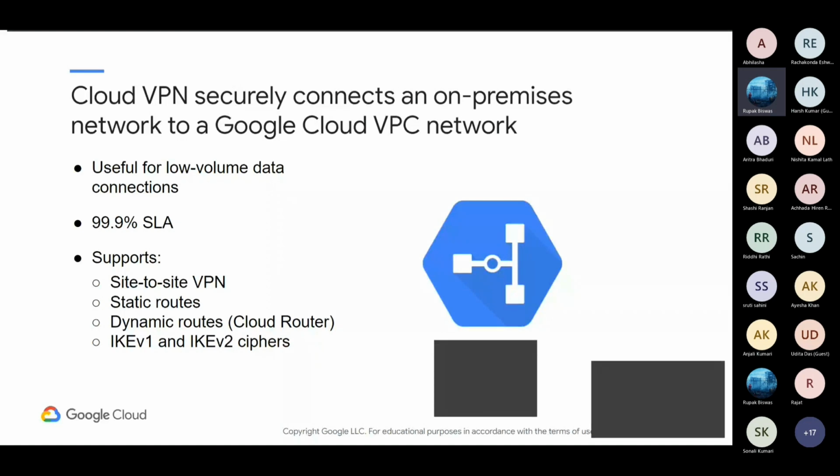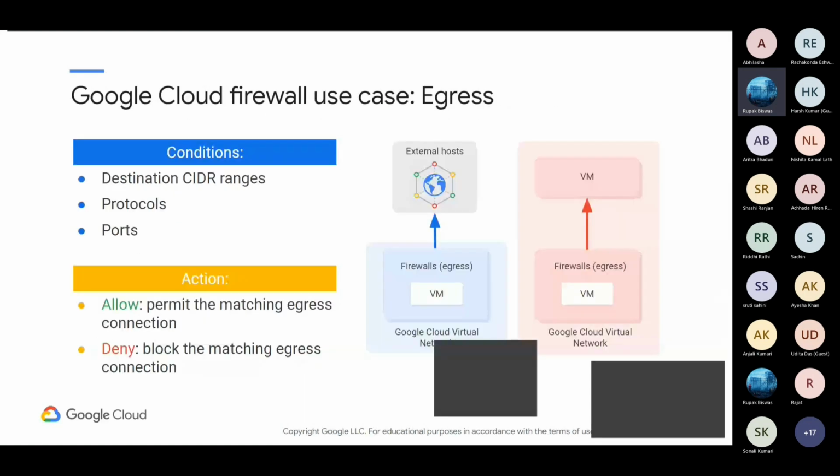So these are some firewall use cases. Here there is an external host and it has a firewall. It has set some conditions like destination CIDR ranges and some protocol support. So it is taking actions like permitting the matching ingress connection or blocking the matching ingress connection. You can do this kind of stuff.